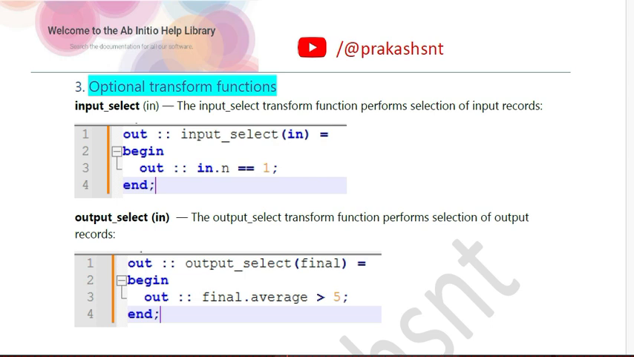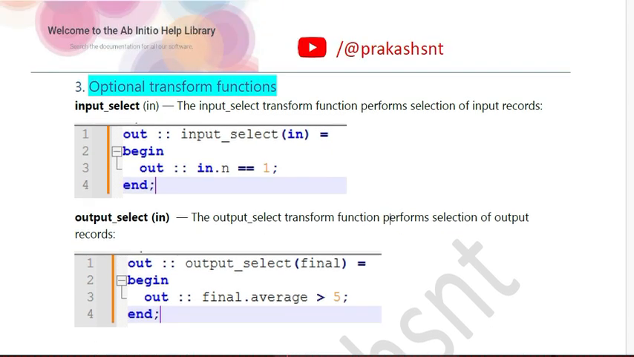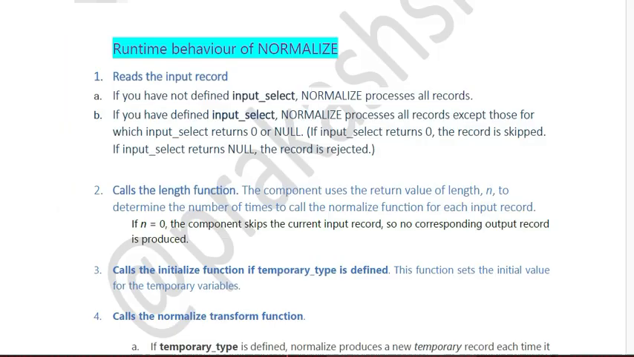As we discussed earlier, we have two optional functions, input select and output select. I have given examples here, you can check. Input select is used on the record coming to the normalize component before doing any processing, and output select happens once your final output is generated by the normalize component, and then you can filter the output records, whatever output records you want.